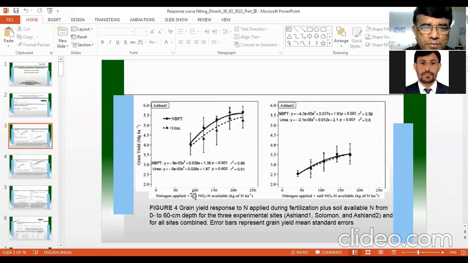You can see 0, 50. These are levels of nitrogen. You can see on the y-axis, it is grain yield. It is not really rocket science. They have simply developed some regression equations or regression lines, and that have been represented in this picture. You can see there are two lines. One is a solid line, the other is a dotted line. This solid line represents a particular source of nitrogen, NBPT, and the other source in the dotted line is urea.